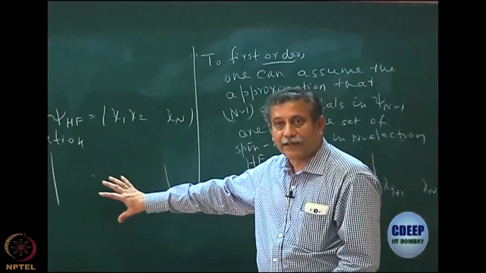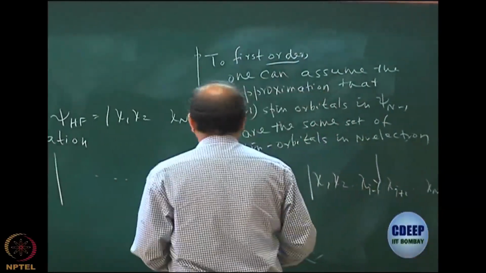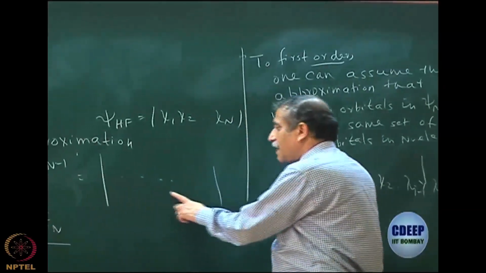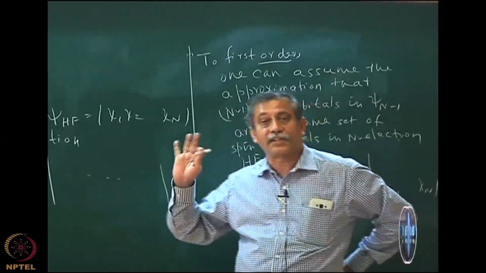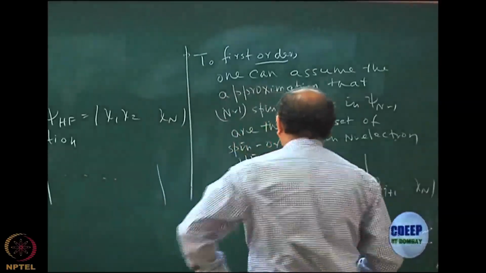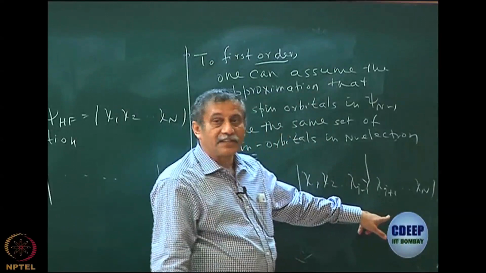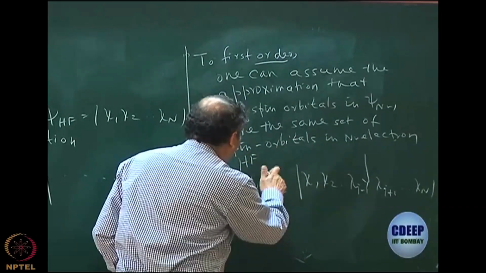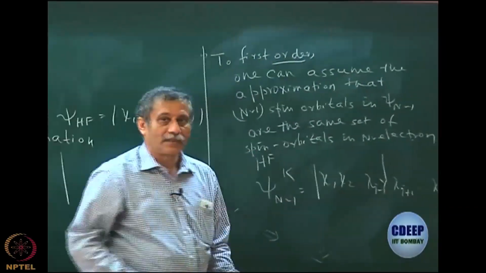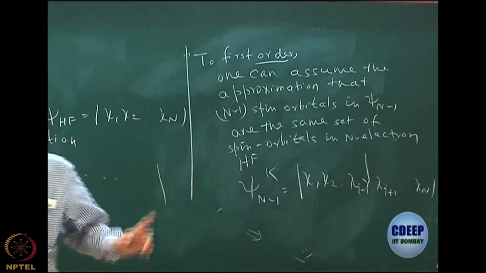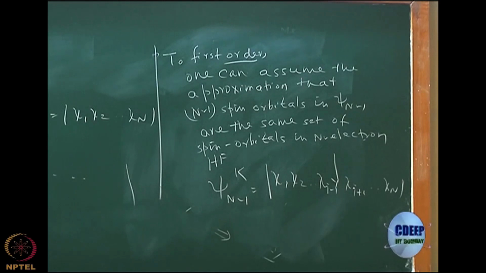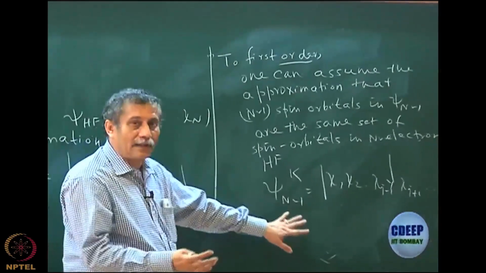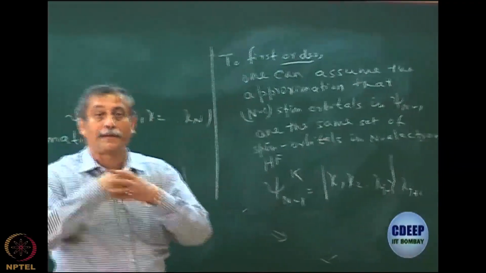Normally, it will be different, but I assume in Koopmans approximation that I generate an n minus 1 electron determinant by keeping all the spin orbitals identical. So, that is an approximation. So, I am writing a psi n minus 1 prime in this manner. I can call it psi n minus 1 Koopmans, just to show that this is an n minus 1 electron wave function derived on the Koopmans approximation. There is no harm. This is not a Hartree-Fock. I am repeating, Hartree-Fock n minus 1 will be different.